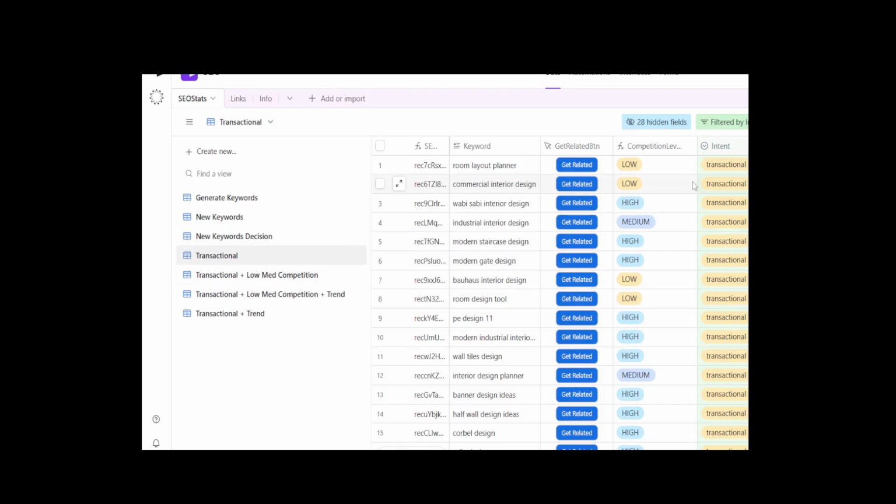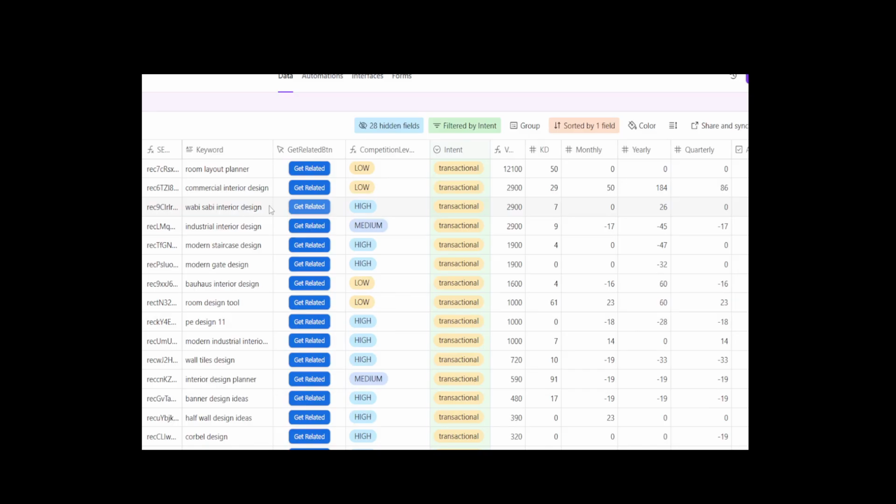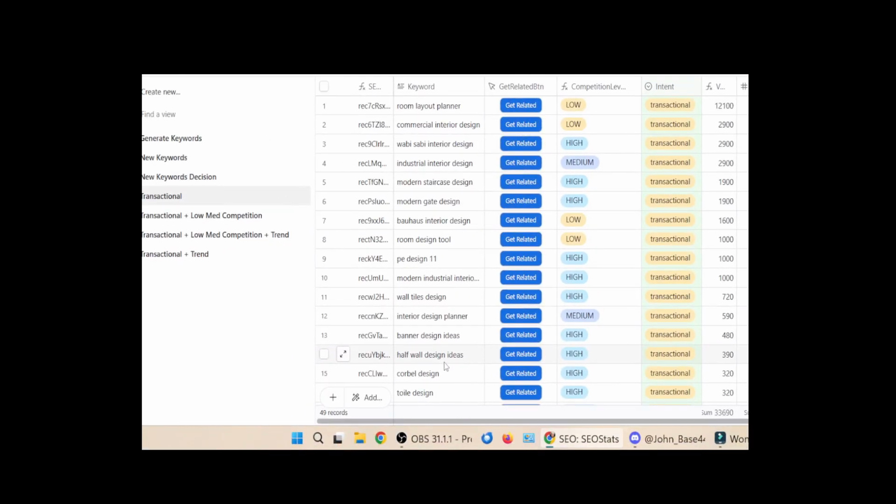So these keywords are only transactional. So if I search for room layout planner, somebody is looking to buy. Bauhaus interior design, whether that's transactional, I think, is debatable, but room design tool is transactional, and wall tiles design, somebody who's searching for that is perhaps looking to the middle to the bottom of the funnel because they're already aware that they want wall tiles as their search, and they're not just looking for walls design. Half wall design ideas is very high competition. So these are good transactional keywords, but are they the best?